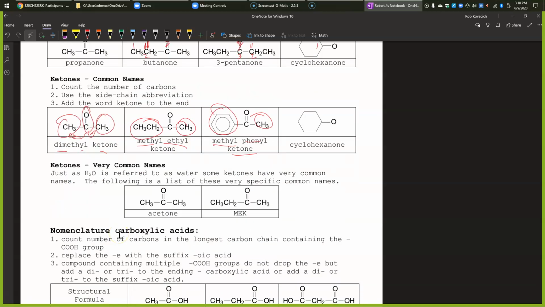And then there's some very common names. Acetone. Again, this is the 2 carbon thing. So we're saying I've got a ketone and then I've only got 2 more carbons. And so that's why it's acetone. And then this guy here, this methyl ethyl ketone, that's where the MEK comes from. So you'll see MEK written on paint solvents at the hardware store, and that's where that comes from.